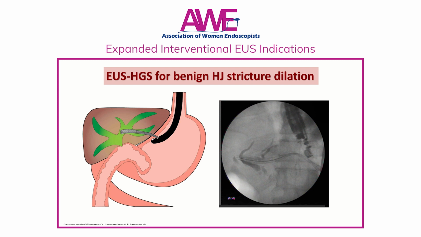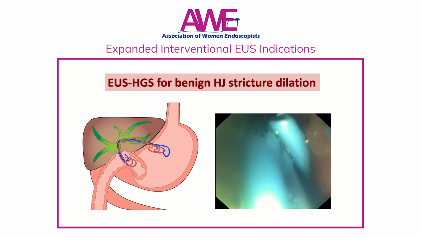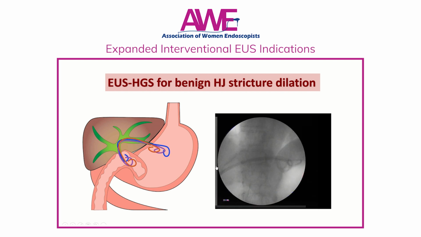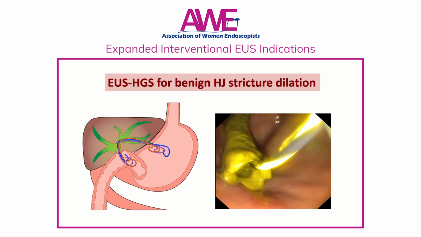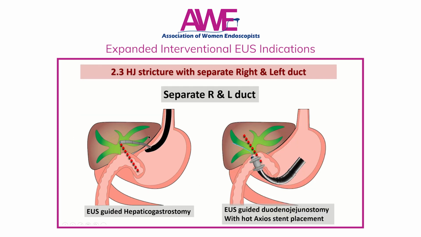So after creating the hepaticogastrostomy tract and placing a fully covered metallic stent, the fully covered metallic stent can be removed and replaced by multiple plastic stents as shown in this video, and the plastic stents can be placed 4 weeks after the fully covered metallic stent is removed. And through the hepaticogastrostomy tract, the intrahepatic duct stones can be treated with laser lithotripsy, and the stricture can be treated as well through the hepaticogastrostomy tract.